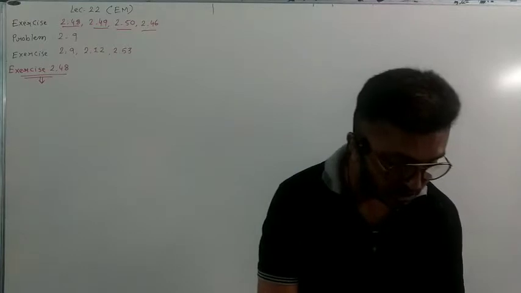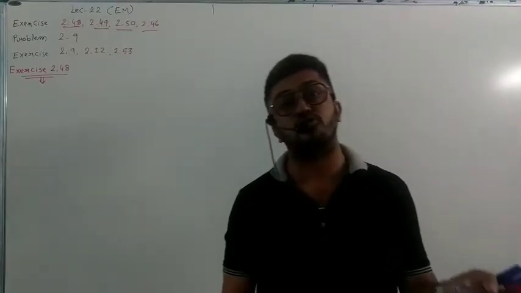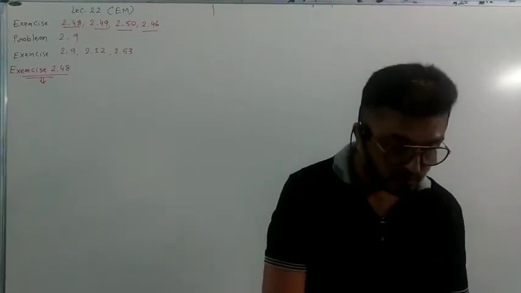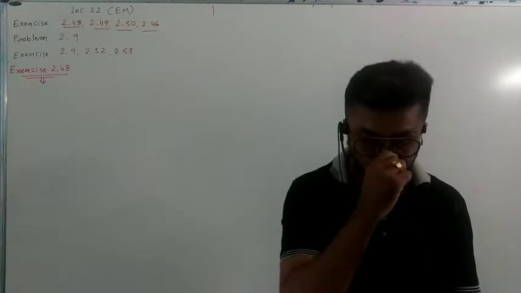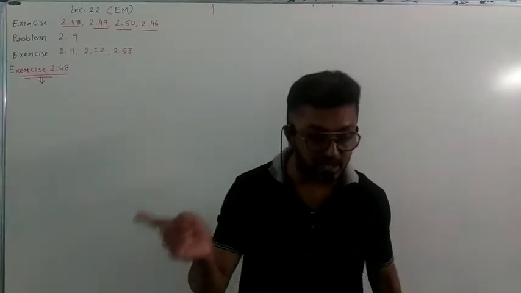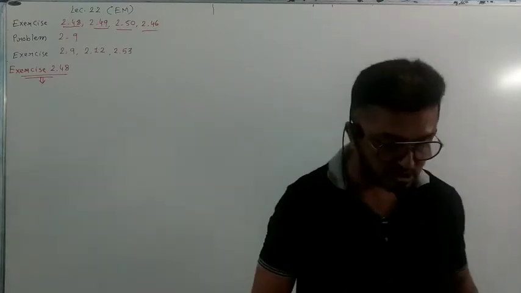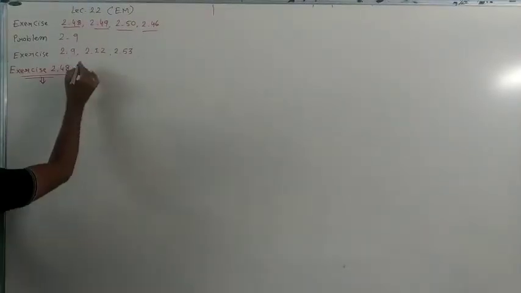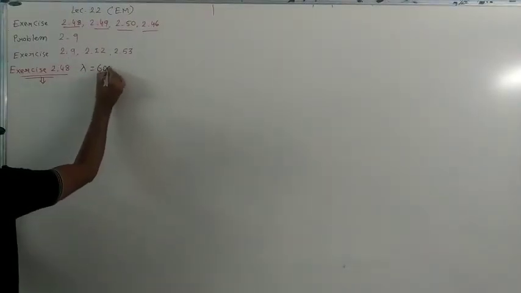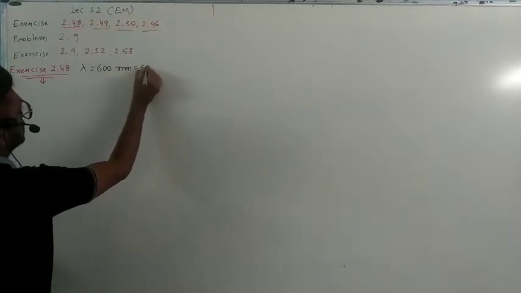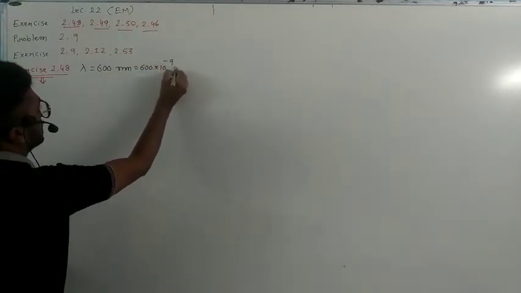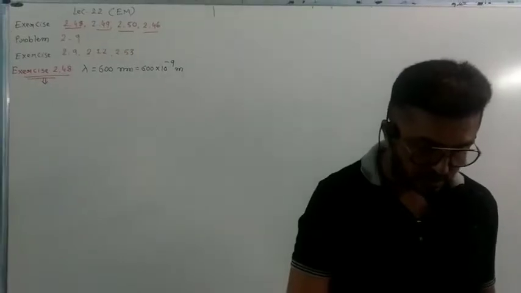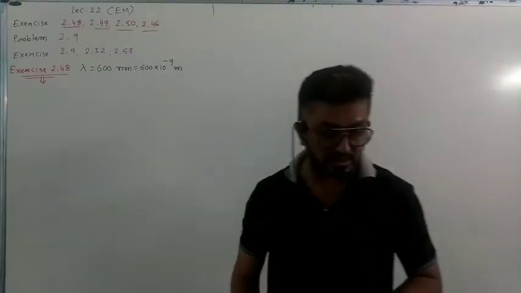stars are generally weak. For astronomical observation, the light being emitted from the star is weak. If the photon detector receives a total of 3.15 into 10 raised to minus 18 joule from the radiations of 600 nanometers. So the wavelength is given, it is 600 nanometer. So we will convert this into meter: 600 into 10 raised to minus 9. We have to find the number of photons received by the detector.